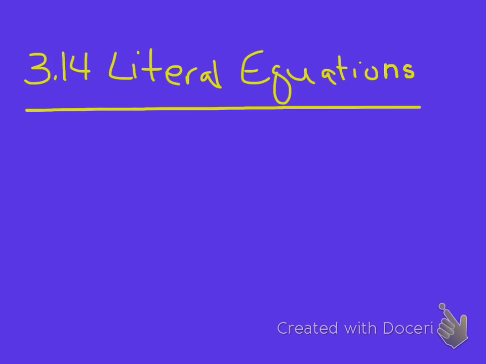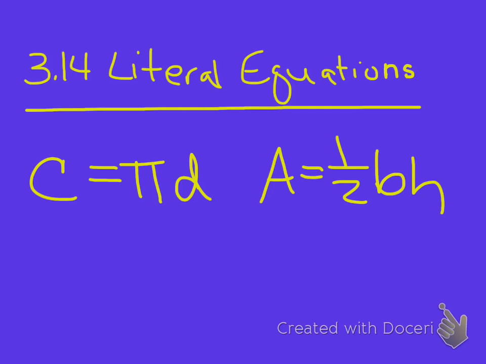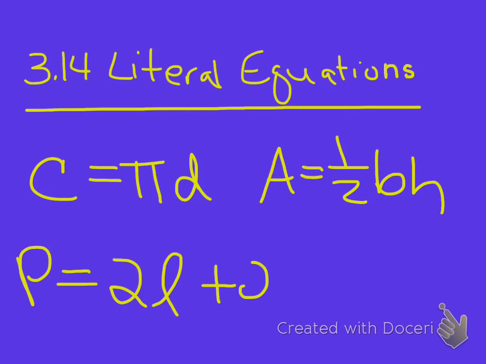The word literal comes from the Latin word that means letters in the alphabet, or letter of the alphabet. So a literal equation in math refers to an equation which uses letters. And they have some examples, like circumference equals pi d, and area of a triangle is 1/2 base times height. Or the perimeter of a rectangle, 2 l, and I like to make an L like that so I don't get it confused with a 1, plus 2w, and so forth. Okay, all of these are literal.